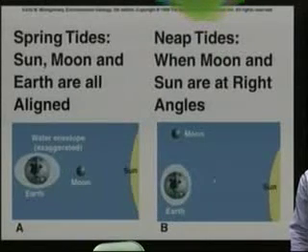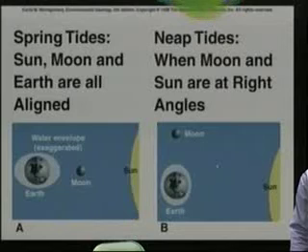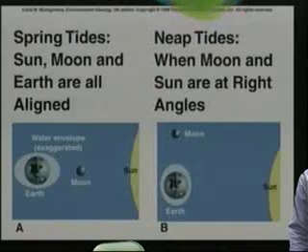Now, in the picture on the right, the lowest low tides are called neap tides. And that's when the moon, the Earth, and the sun are in a perpendicular arrangement in space.